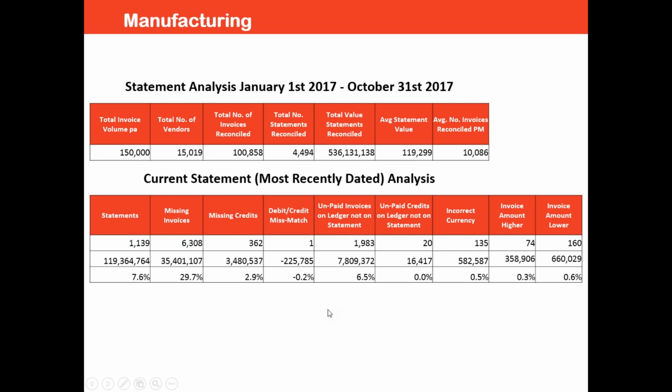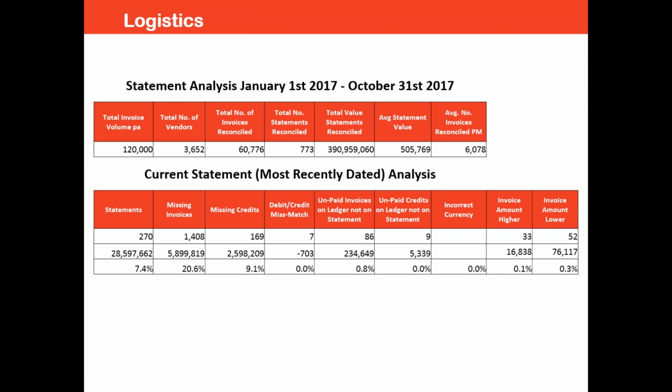So a manufacturing example. I'll rattle through these next ones. They're doing 150,000 invoices a year, reconciling nearly 500 statements a month, about £500 million worth of spend. And again, you can see it's the missing invoices figure, which seems to be quite consistently high. They've got 1,139 statements in the system currently, most recently dated, which is £119 million worth. And 30% or 35 million, 6,308 invoices, are missing on their system. So it's quite high.